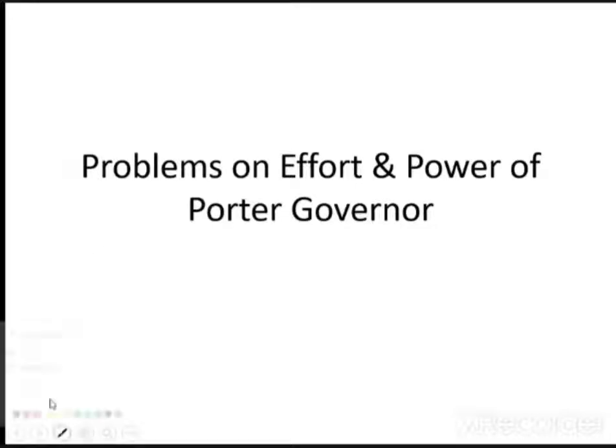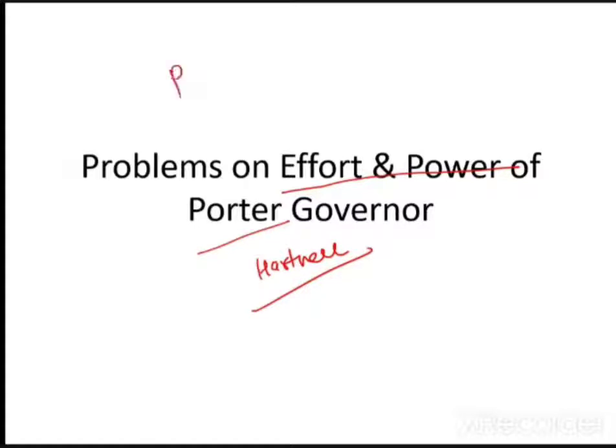Everything is the same. Only at the end, you have to calculate this extra: the effort and power of a Porter governor and a Hartnell governor. This is nothing but the extra part, and for that we have already done the derivation and found the equation for P, the effort of a Porter governor. Similarly, we have seen the formula for the power of the governor. So we'll use that and solve the problem.